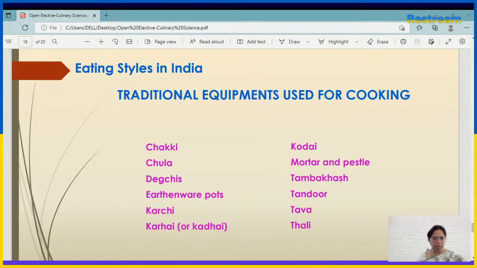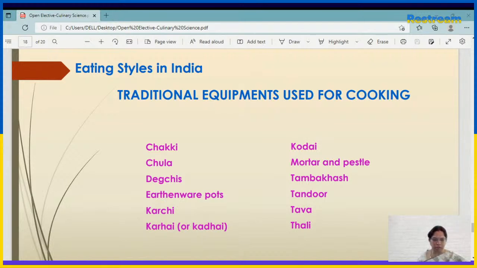One is the chakki, where you grind or make powder. Then the chula, where you use wood for burning. Then handis, where silver and brass are used and handled in different sizes and depths. Then earthenware pots, where mud pots are used for cooking. Then karchi. Karchi is a long-handled iron ladle.